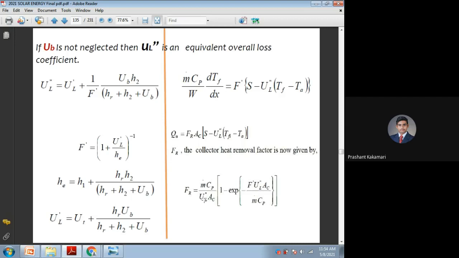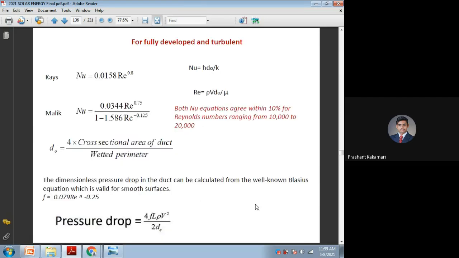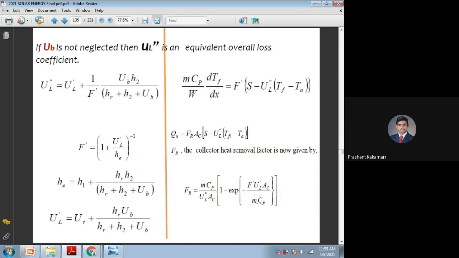Similarly, here also it is written m Cp divided by overall heat loss coefficient UL, area of the collector or area of the plate, into 1 minus e raised to minus F dash, where F dash is the collector efficiency factor, into overall loss coefficient into area of the collector by m Cp. So m Cp is nothing but the mass flow of the air and Cp is the heat capacity of the air at constant pressure.